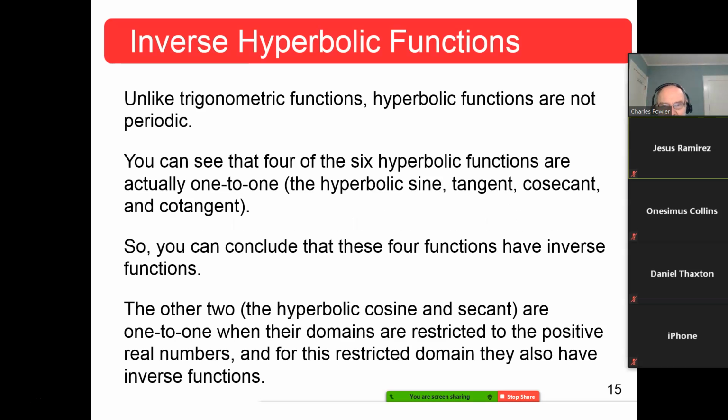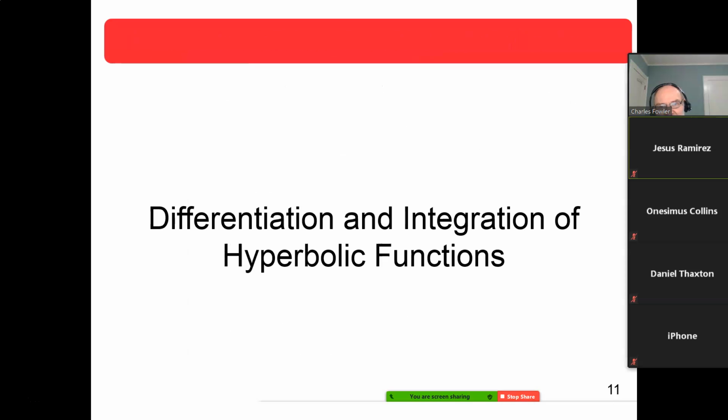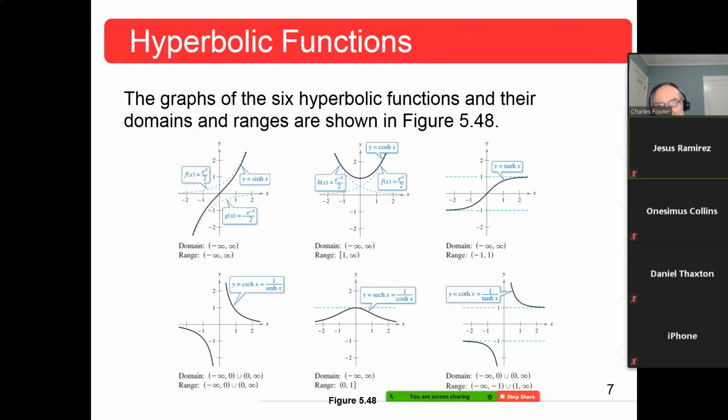Okay. Inverse hyperbolic functions. Unlike trigonometric functions, hyperbolic functions are not periodic. I've already said that. You can see that 4 of the 6 hyperbolic functions are actually one-to-one. So let's go back and see that by the graphs here. This is a one-to-one function. Hyperbolic sine is one-to-one. Hyperbolic cosine is not. You would have to define it from 0 to positive infinity or negative infinity to 0. Hyperbolic cosine is not one-to-one, not over its entire range.